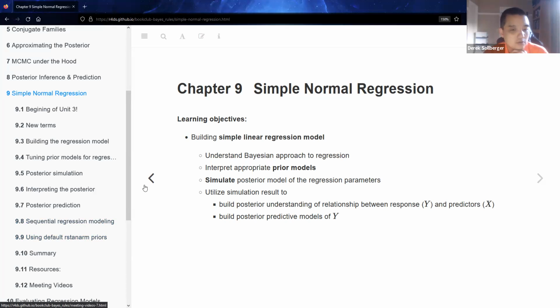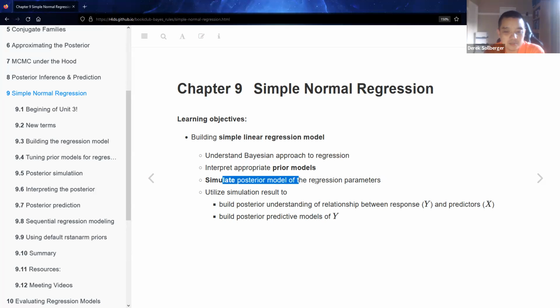Hey, morning all. Over there in the R4DS world, we are going to continue studying Bayes Rules with chapter 9. At first, we literally see the words, we're going to build a simple linear regression model. But it looks like what we have in front of us is that we're going to understand the Bayesian approach to regression. And keep in mind, with all the concepts we have, we're going to interpret appropriate prior models.